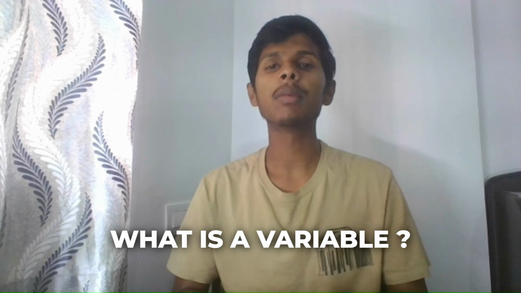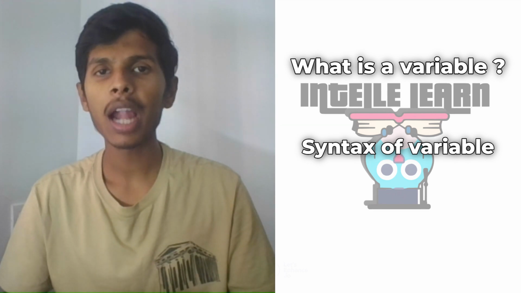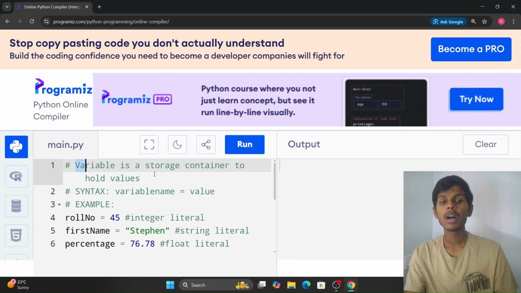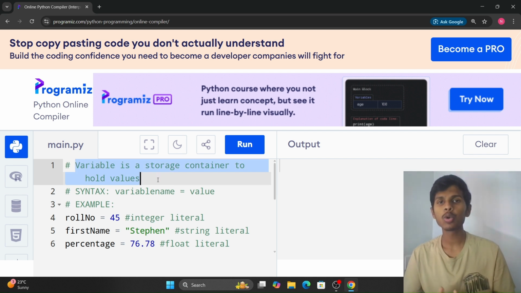So in today's video, we are going to learn about what is a variable. A variable is a storage container where you hold values. In this video, we are going to learn about what is a variable, what is the syntax of the variable, and what are the examples of the variable. So let's begin. A variable is a storage container to hold values.